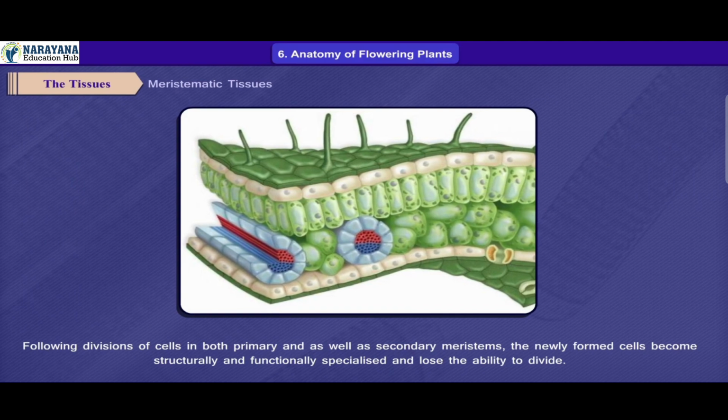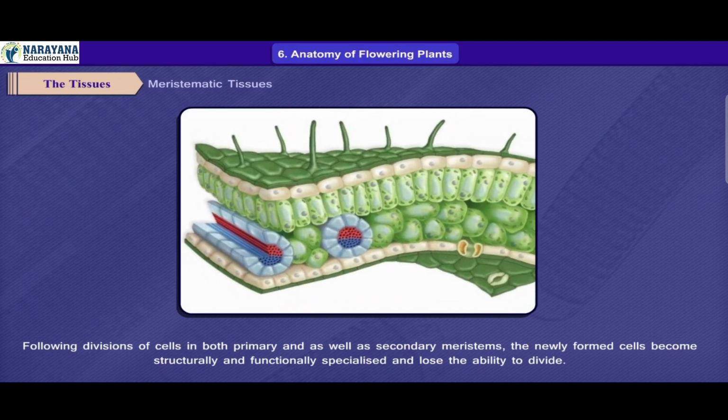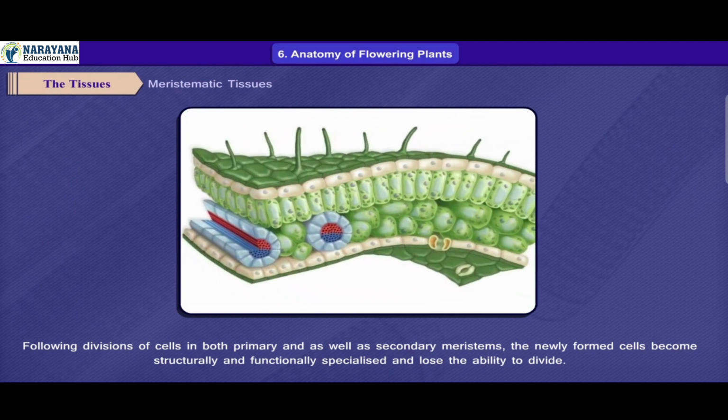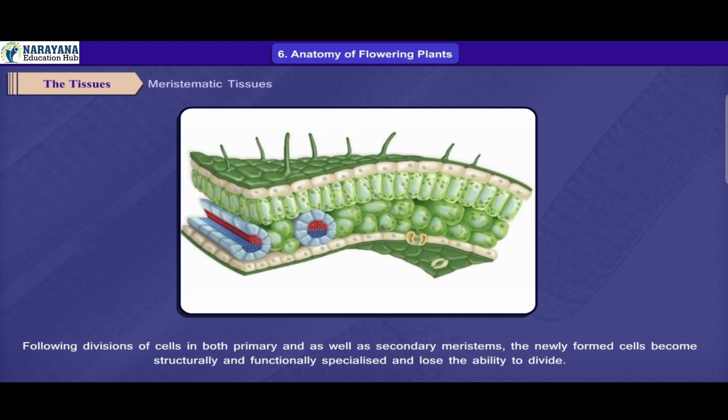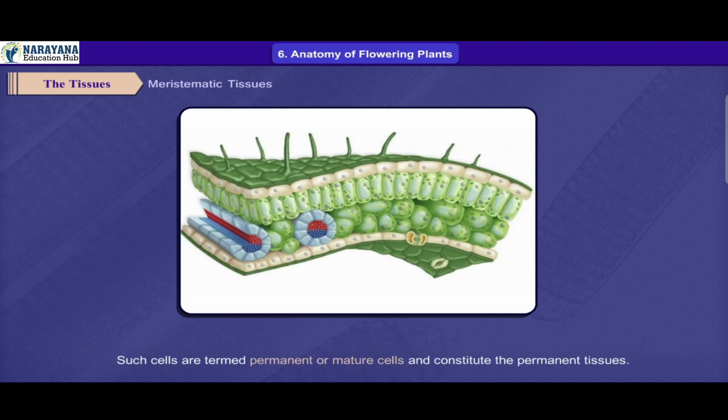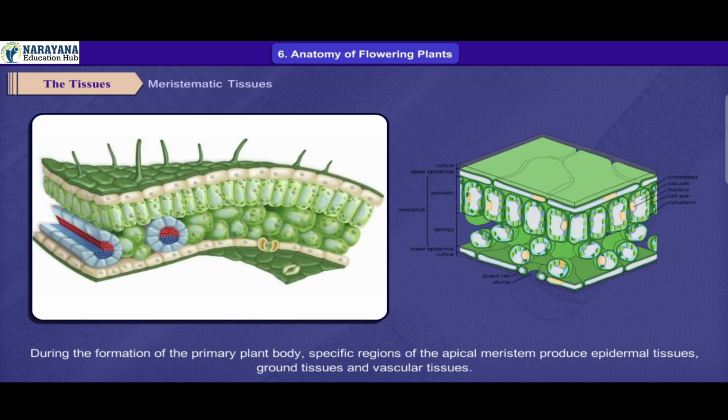Following divisions of cells in both primary as well as secondary meristems, the newly formed cells become structurally and functionally specialized and lose the ability to divide. Such cells are termed permanent or mature cells and constitute the permanent tissues. During the formation of the primary plant body, specific regions of the apical meristem produce epidermal tissues, ground tissues, and vascular tissues.